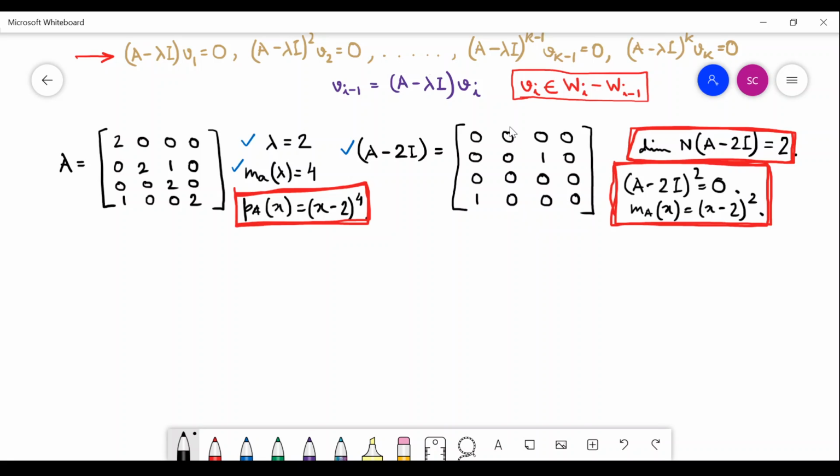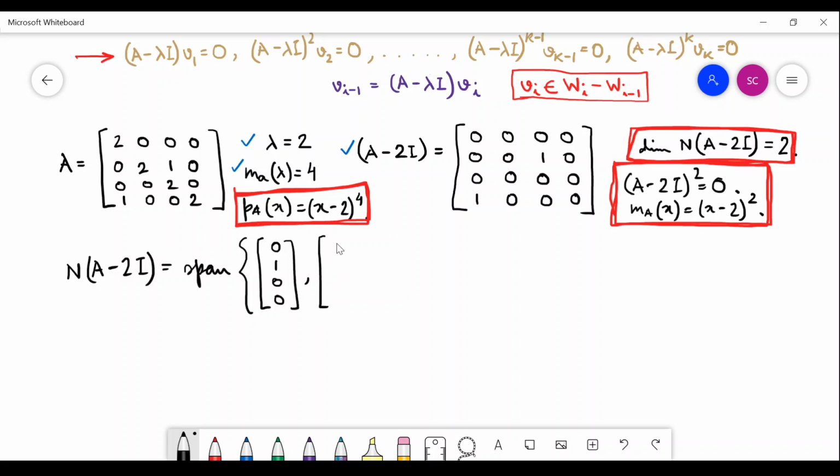right? So you see that the first column and the fourth column are already 0. So if in that vector, I am writing like this, the null space of A minus 2I is the span, I will directly write and then explain you. This is the span of basically this vector and this vector.